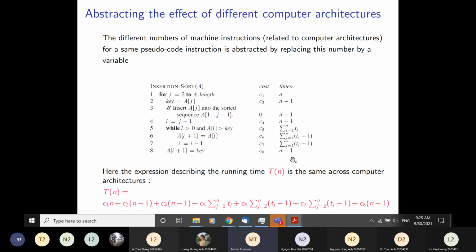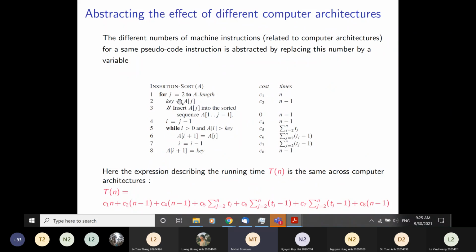Next, I have the cost. The column here, that is the cost. The cost is the number of cycles, the number of machine instructions. So that's the real cost to execute this operation, okay? The machine cost is the number of assembler instructions that is executed to perform one execution of this pseudocode. So this is pseudocode, almost like programming code. So the real cost is this, C1.